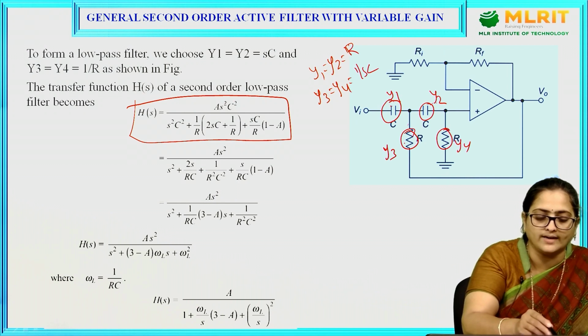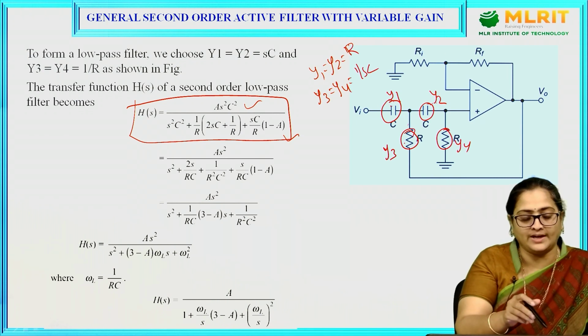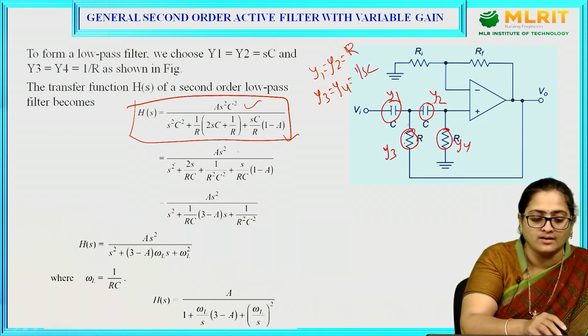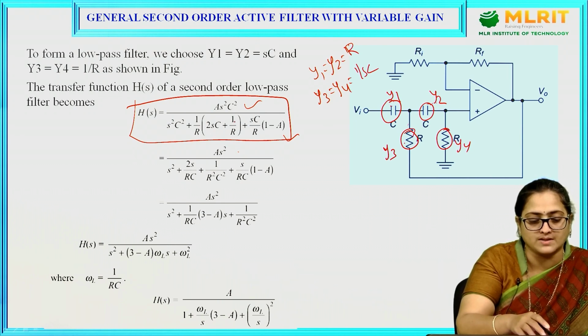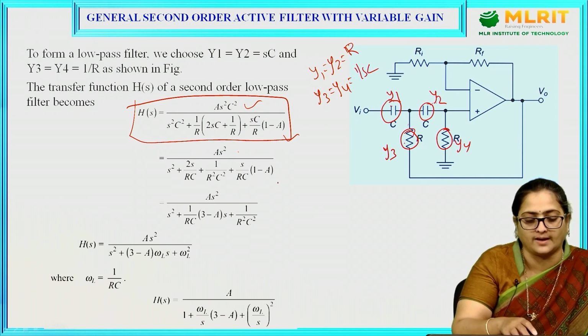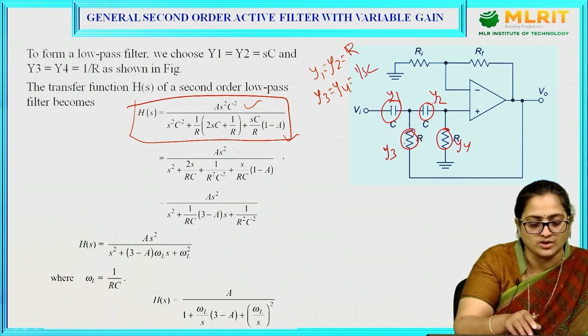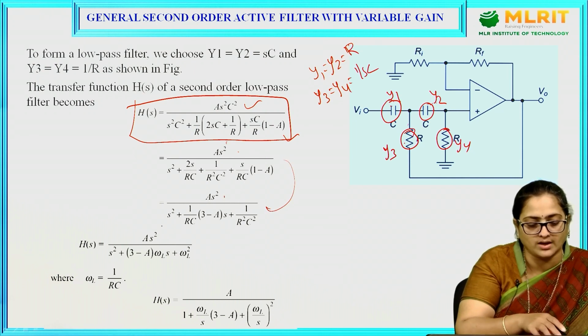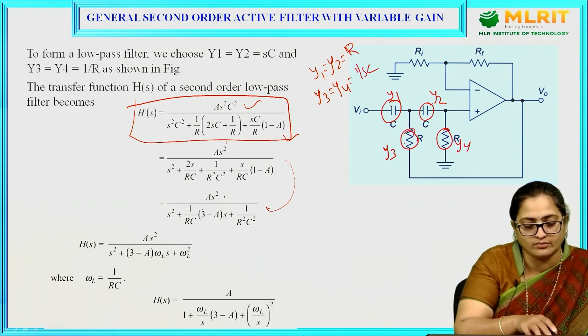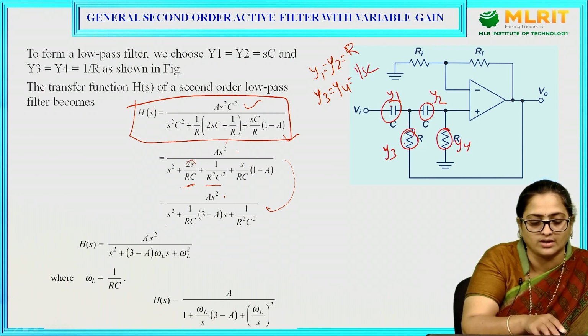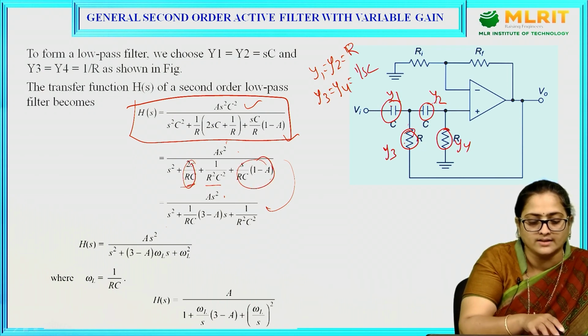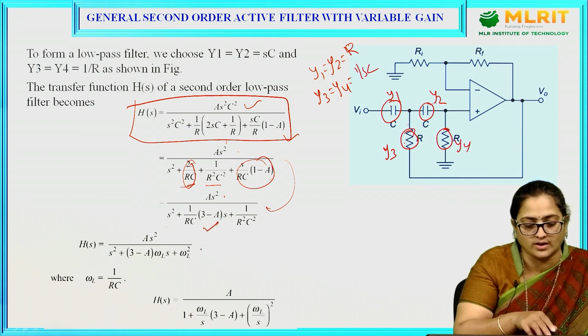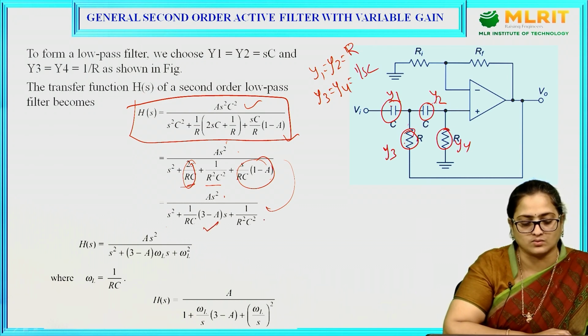It has been divided by C square on the numerator and denominator, and you can write this expression as A s square divided by s square plus 2s by RC plus 1 by R square C square plus s by RC into (1 minus A). Now again this equation can be written as A s square divided by s square plus, if you take 1 by RC common, (3 minus A) into s plus 1 by R square C square.